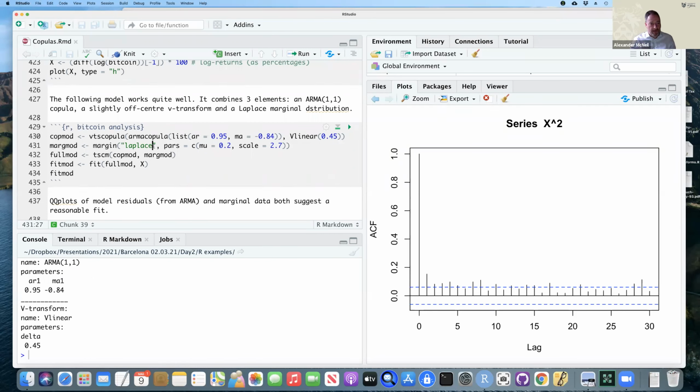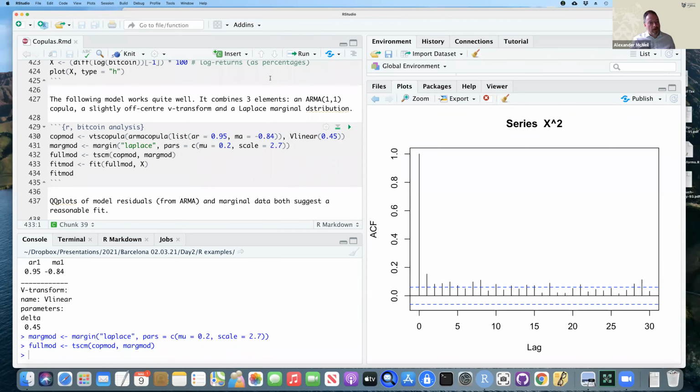The distribution I choose is the Laplace distribution, which is somewhat uncommon. You find some papers on modeling returns with Laplace distributions. A Laplace distribution is, if you like, two exponentials back to back. So instead of the Gaussian bell shape, or instead of the Student shape, it's two exponentials back to back. But this actually works much better for Bitcoin than a Student.